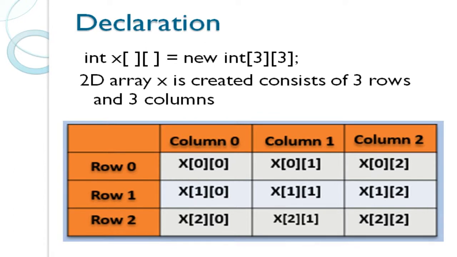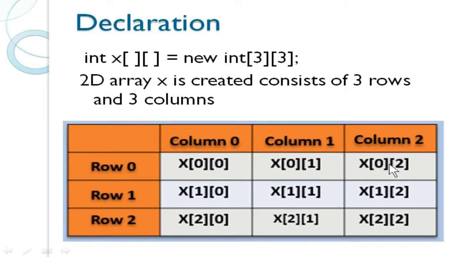So the first element will be stored in the first cell, which has the row and column subscripts as 0 and 0. So 0, 0. The first element will be stored in 0, 0. The second element is stored in 0, 1. And the third element is stored in 0, 2. So it will store row wise.